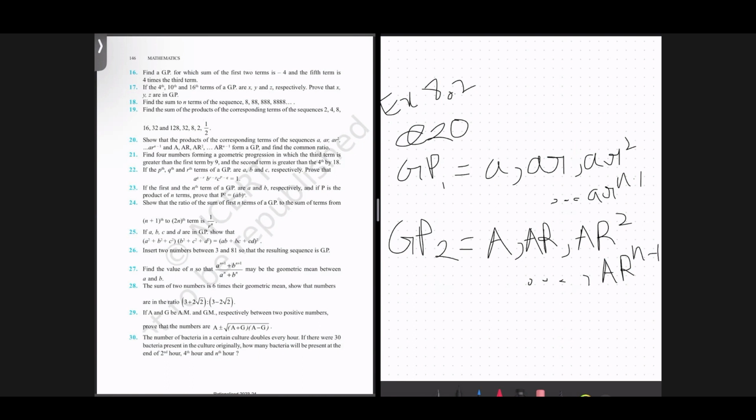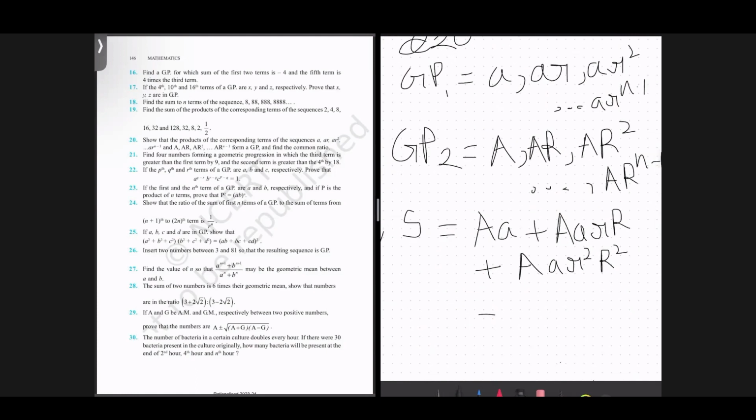So the sequence that is obtained by multiplying the corresponding terms of these two GPs is going to be something like aA, plus arAR, plus ar square AR square, and lastly, there's no plus sign right here, the last term would be aA, r raised to the power n minus 1, capital R raised to the power n minus 1.